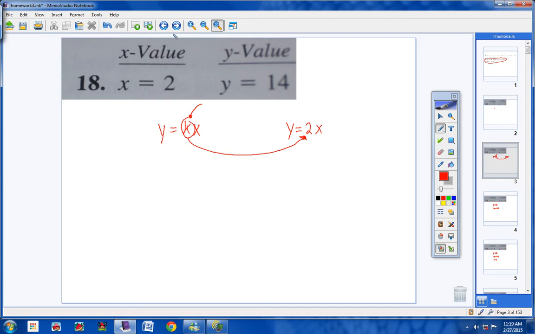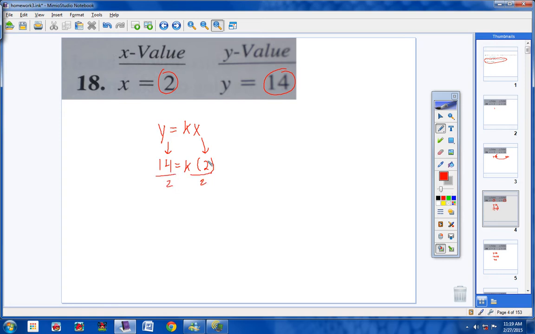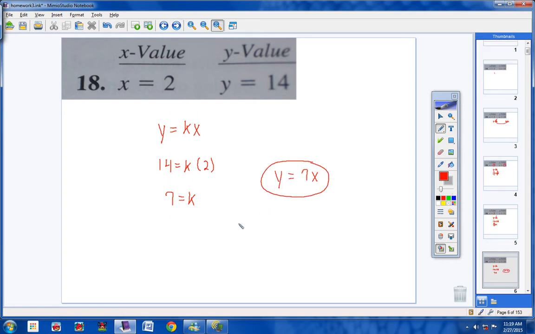So here's what I'm going to do. If I'm solving for k, where y is, I'm going to put 14. And where x is, I'm going to put 2. Now divide both sides by 2, so we'll know what k is. Divide by 2, divide by 2, and k equals 7. So now that I know that k equals 7, where the k is, I'm simply going to put 7, and I'm finished. There's my equation. So this is a linear equation that relates y to x. Y is directly proportional to x. Okay, alright, let's go ahead and continue on.